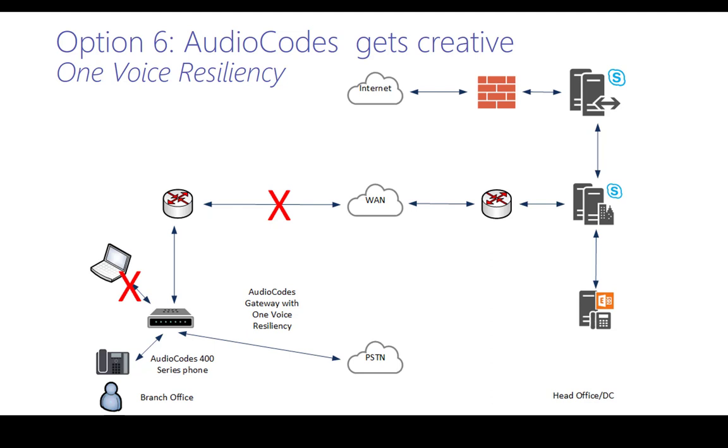Option number 6 is kind of interesting. AudioCodes has gotten very creative, and they have a solution called One Voice Resiliency. And what this involves is your AudioCodes 400 HD series phones, so the 440, the 450, can register to an AudioCodes gateway or session border controller, and in the event that the Skype for Business servers are unreachable, they will go into a resiliency mode and allow phone calls in and out.